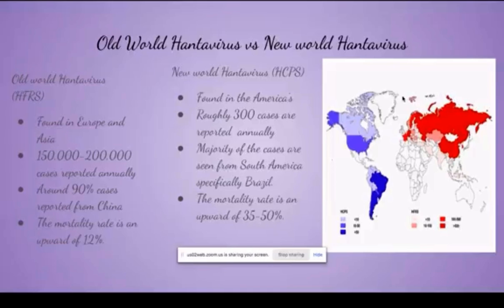Roughly around 300 cases are reported annually, of which a majority come from South America, specifically Brazil. The mortality of this virus is upward of 35 to 50%. So the biggest difference between these 2 viruses is the mortality rate. As you can see, the Old World hantavirus has a lower mortality rate compared to the New World hantavirus. Also, another big difference is the Old World hantavirus has a lot more cases annually compared to the New World.